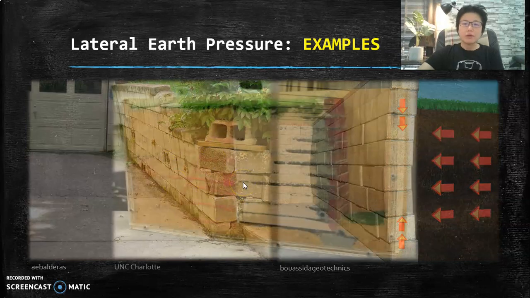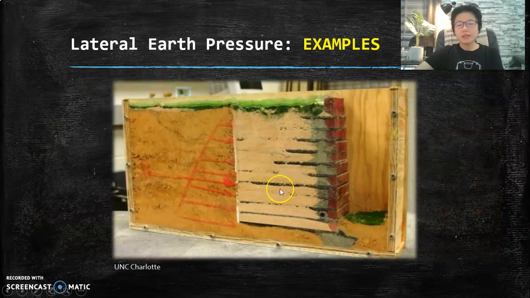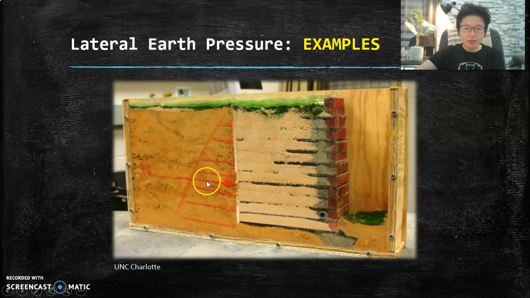Right? And if we represent that in a model box, a model test setup, as you can see here, this is the wall, this is the soil, and this is a pressure diagram that's been sketched out with a marker pen outside the box on the perspex. So Pa is active pressure, and it is a triangular form of pressure.